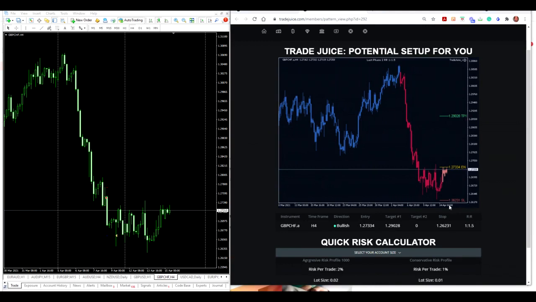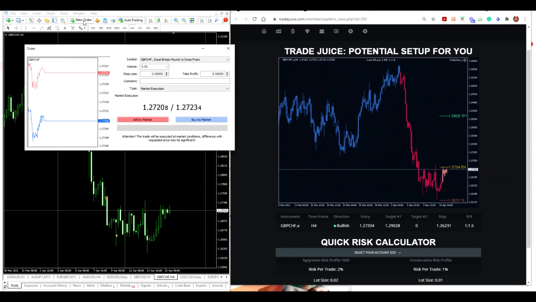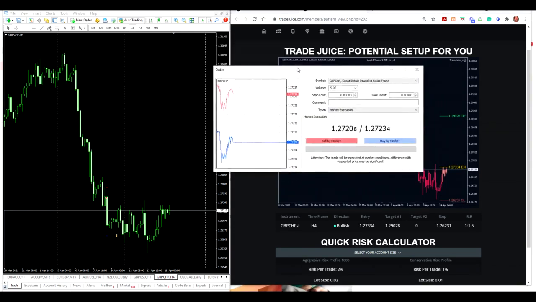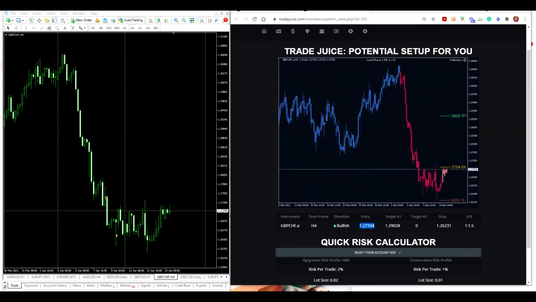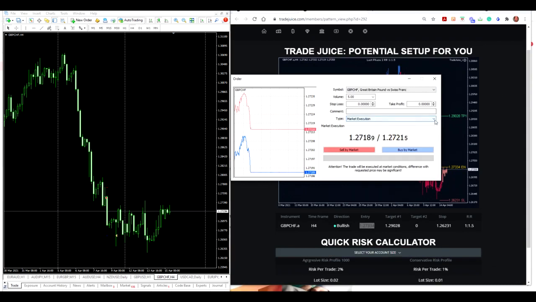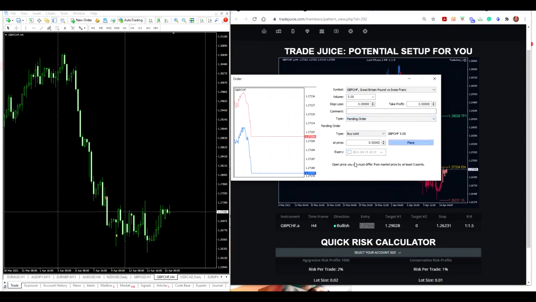So all I need to do to enter this trade is to open up the charts and then look to see where it tells me to enter. So I'm going to enter there and set a pending order. This is bullish, so I'm going to set a buy stop. All is explained in the TradeJuice members area, of course.